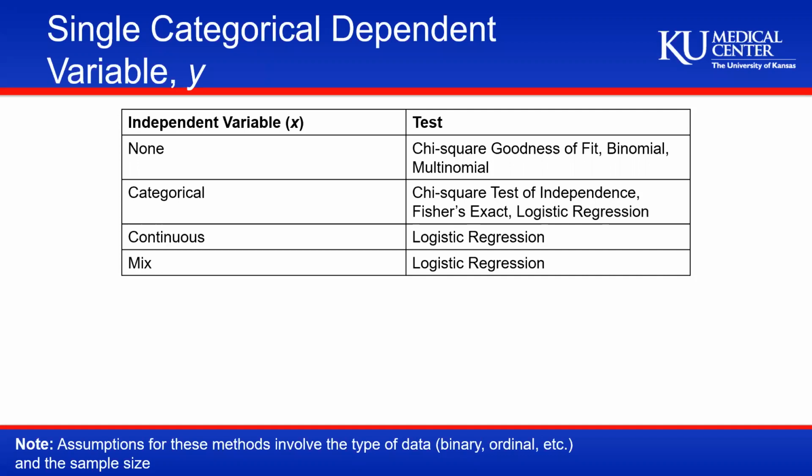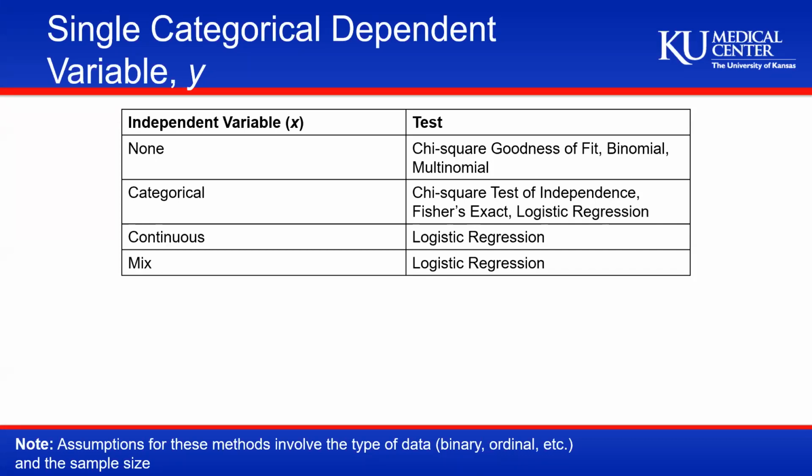Fisher's exact is a non-parametric equivalent for categorical independent variables and a categorical dependent variable. And then logistic regression can be done with a single categorical variable for X and a single categorical variable for Y. It's nice because it produces things like odds ratios for us very easily.